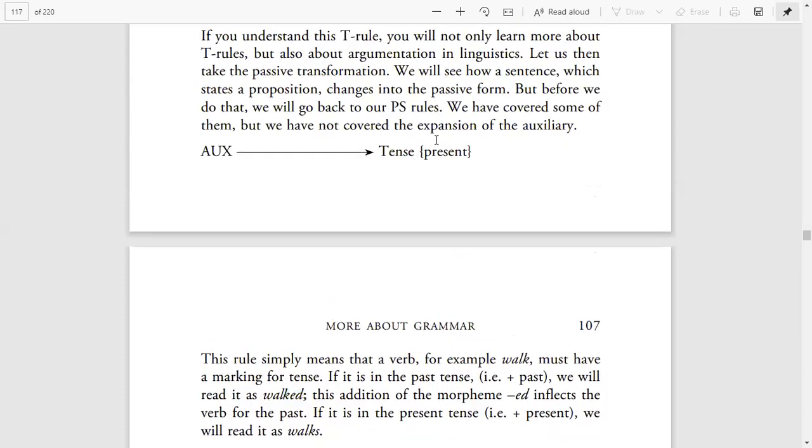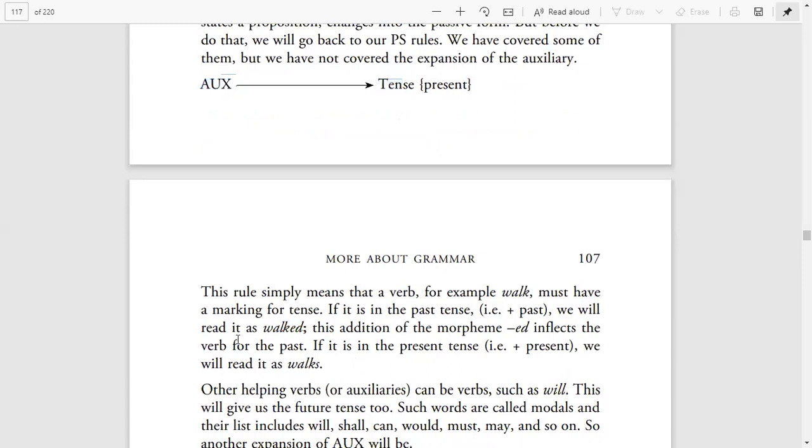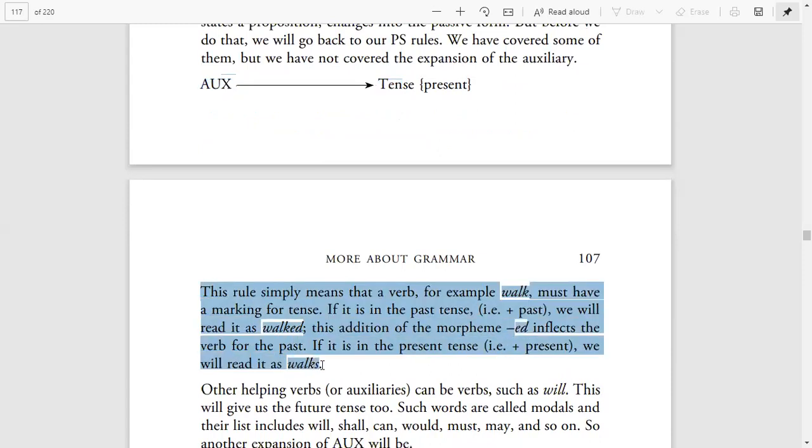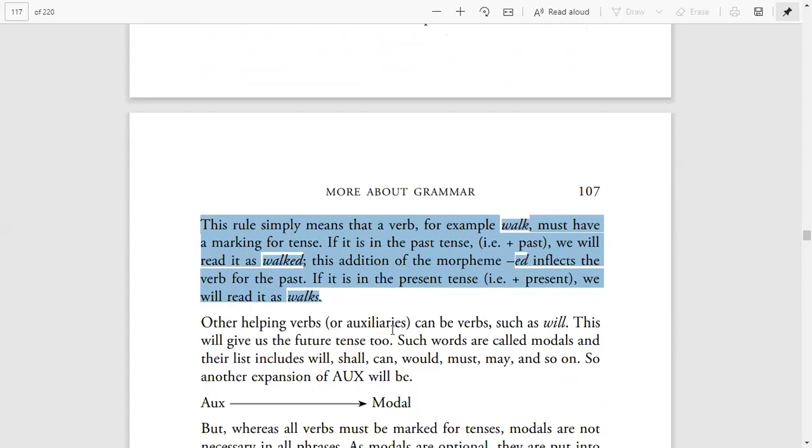And this is the formula, you can say the diagram, for the rules which have been explained in this paragraph. Other helping verbs or auxiliaries can be verbs such as will. This will give us the future tense too. Yes, sometimes we have other auxiliaries as well, or modal auxiliaries as well. For example, will, and will here shows the future tense, and such words are called modals, and their list includes will, shall, can, would, must, may, might, etc.